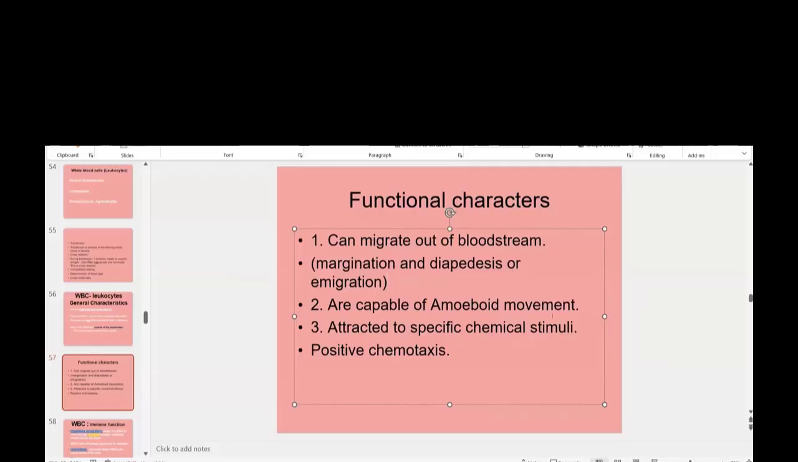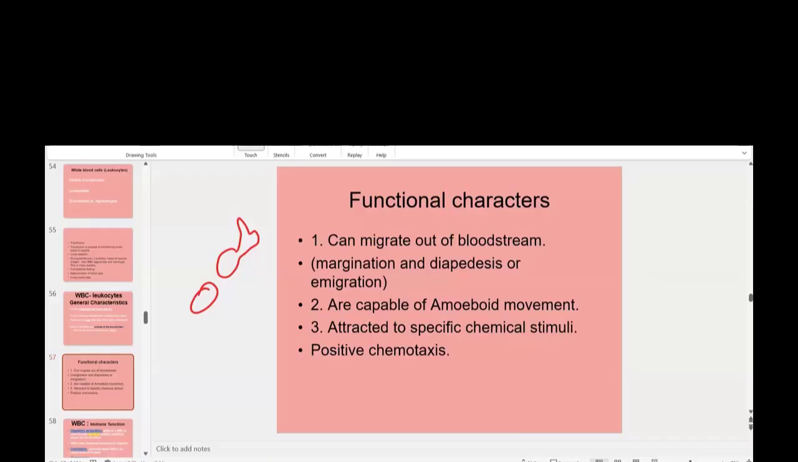They're capable of amoeboid movement. So what is amoeboid movement? When a cell is able to thrust itself forward by putting forward its cytoplasmic process, just like an amoeba moves, that is called amoeboid movement. Kind of like this: if this is the cell, then it would become like this and put the cytoplasmic process ahead and then move in that projectile motion. That's called amoeboid movement.